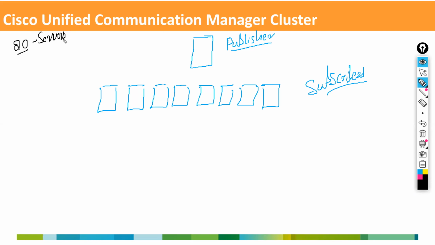In a single cluster, maximum how many servers can we place? 20 servers. It means when you are making a CUCM cluster, in that cluster, the maximum number of CUCM servers we can place is 20. Got it? In that, one is the publisher, and all the remaining are subscribers.